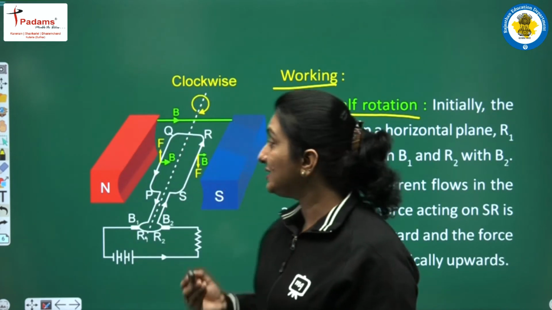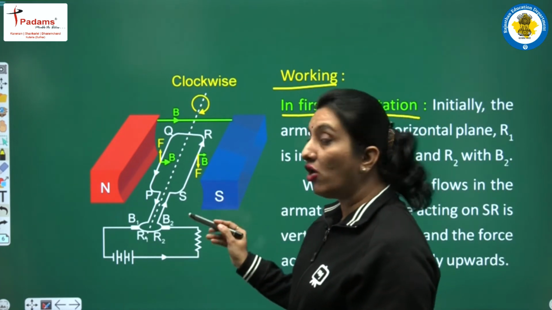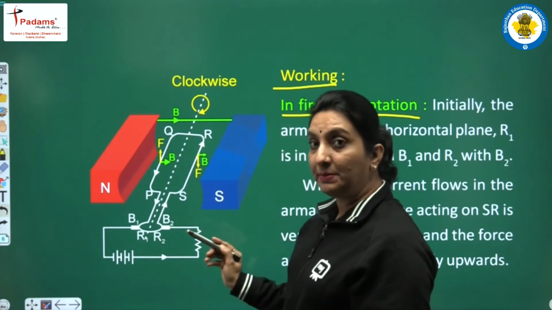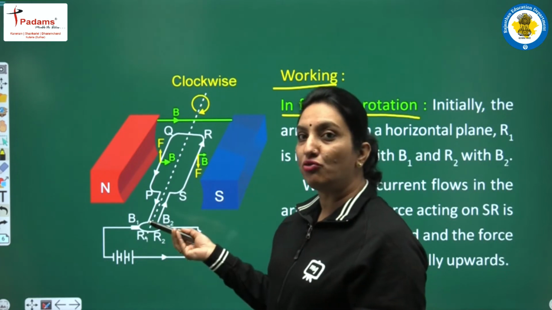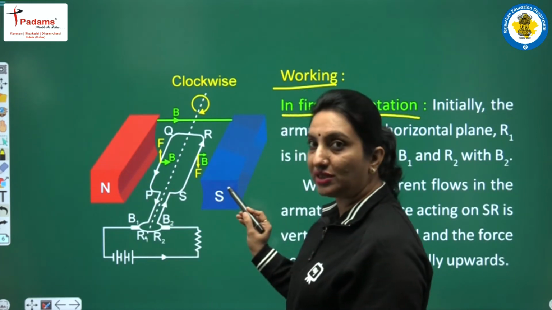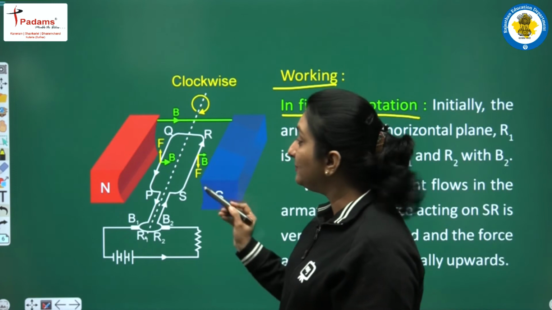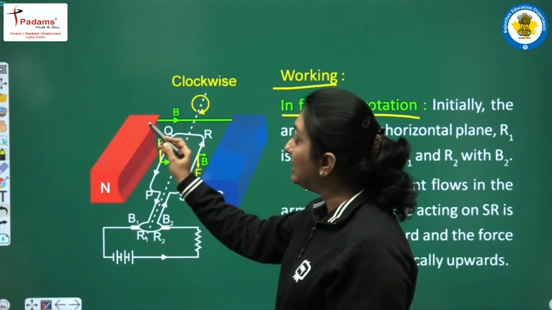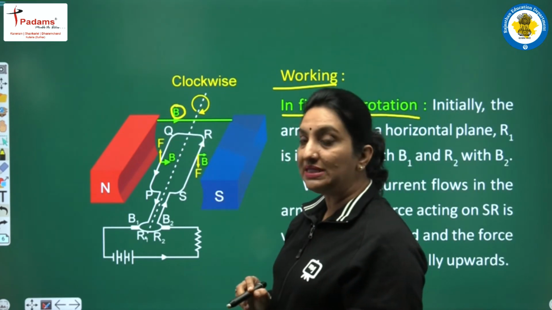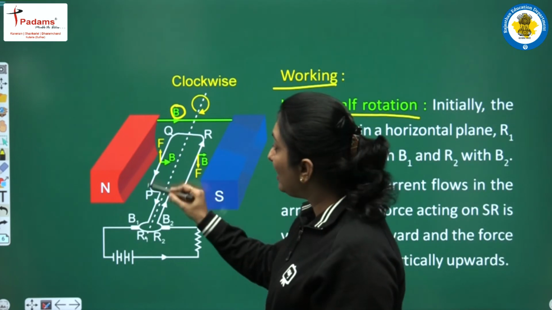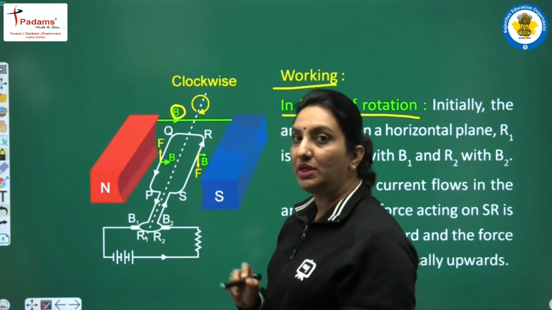Here we will understand the working of this electric motor. I have changed the diagram, but the parts of the electric motor are the same. Here we have the strong magnets, north and south pole, indicated with red and blue color. Then we have this strong magnetic field from the north pole to the south pole, which I have shown with this capital B. Then we have the armature coil PQRS, the split rings R1 and R2, and the two brushes B1 and B2.